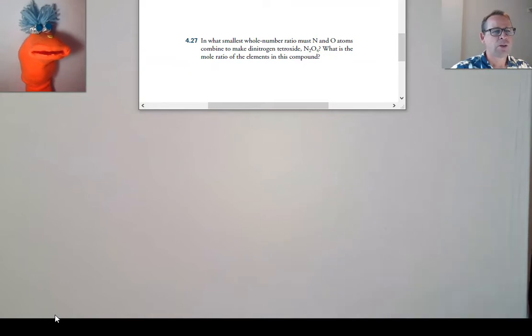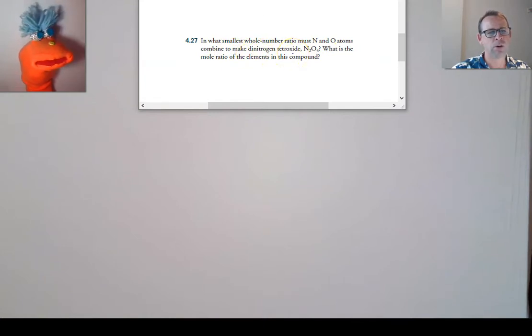All right. In what smallest whole number ratio must nitrogen and oxygen atoms combine to make nitrogen tetraoxide? You mean like 2 nitrogens for every 4 oxygens? That's right. That's what we want to recognize. When we see a chemical formula like this, it's telling us that there's 2 nitrogens for every 4 oxygens. What's the mole ratio of the elements in this compound?